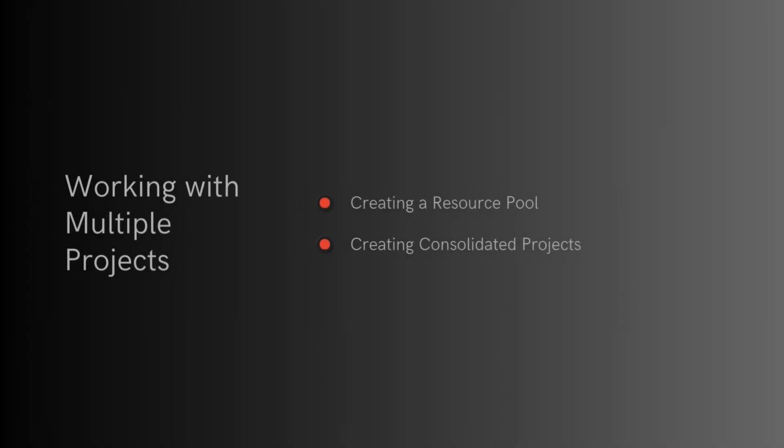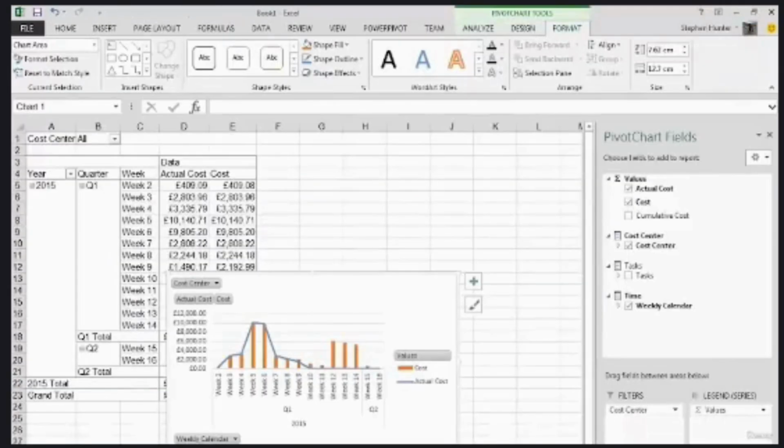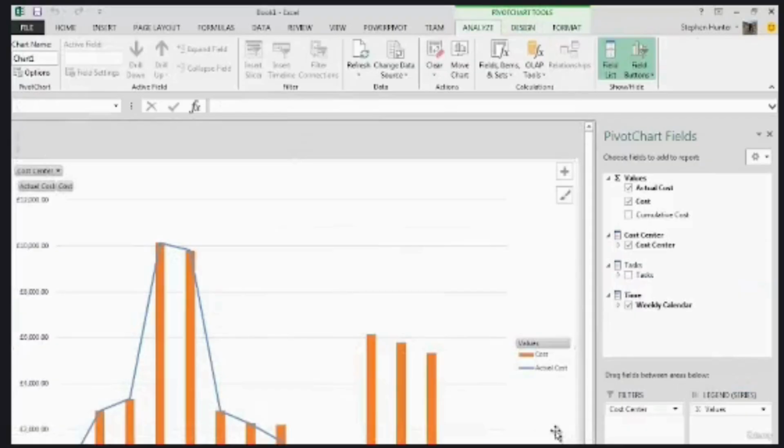This leads directly into the next module that deals with working on more than one project at the same time and being able to share a resource pool across the different projects without conflicts in things like scheduling and resource allocation. The next to last module shows you how you can customize Microsoft Project so that you can set up fields, tables, views, and filters according to your own requirements.